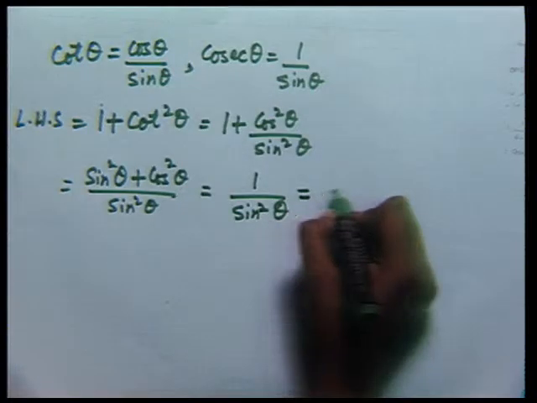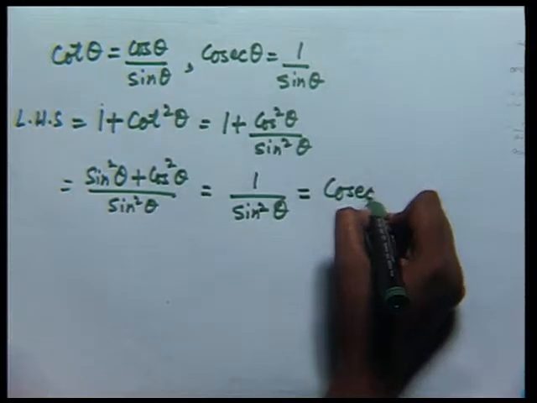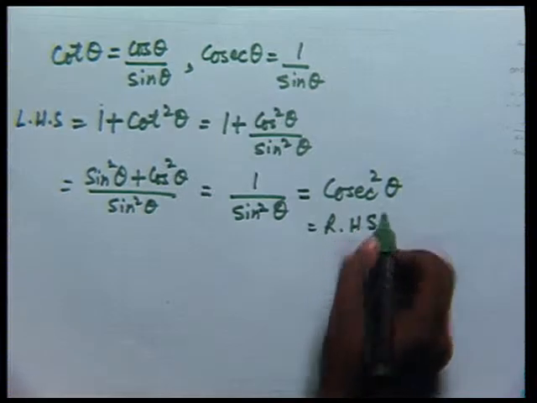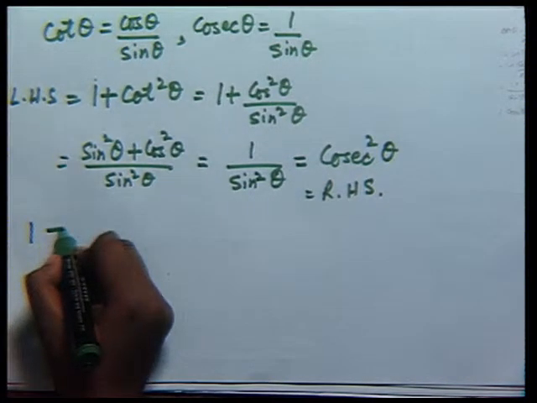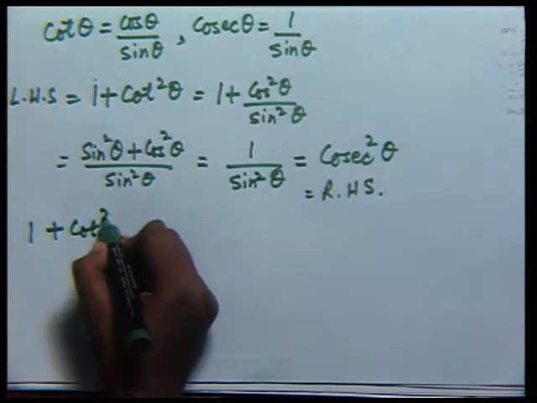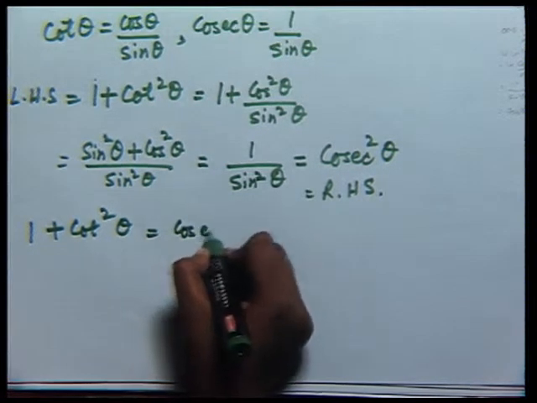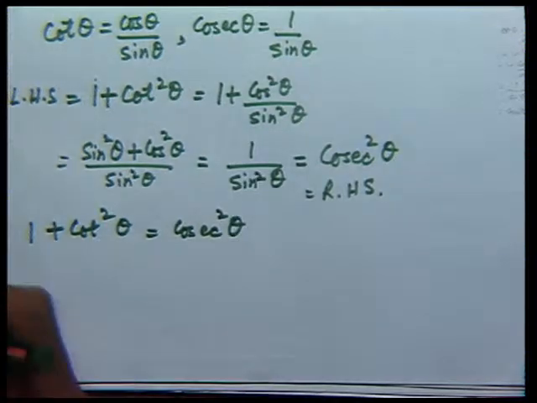We know that 1 upon sin theta is cosec theta. Therefore, 1 upon sin square theta is equal to cosec square theta, which is the right hand side of the equation. Thus, we find that 1 plus cot square theta is equal to cosec square theta. These are three basic identities which are further used in proving other identities.